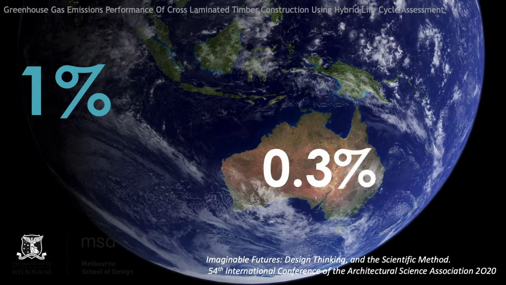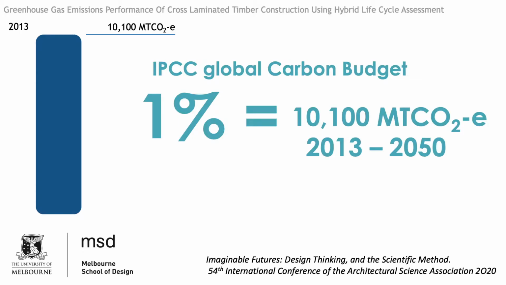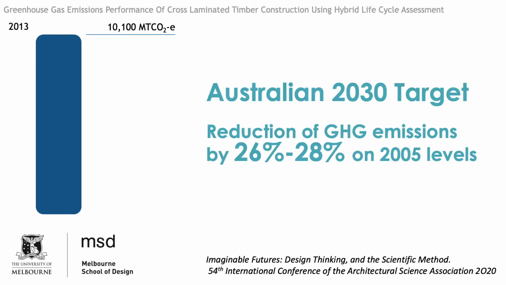Australia represents only 0.3% of the global population, yet after the Paris Agreement it was generously given 1% of the IPCC global carbon budget. What this means is that if we want to stay under the 2 degrees temperature rise, Australia should emit less than 10,100 megatons of CO2 equivalent from 2013 to 2050.